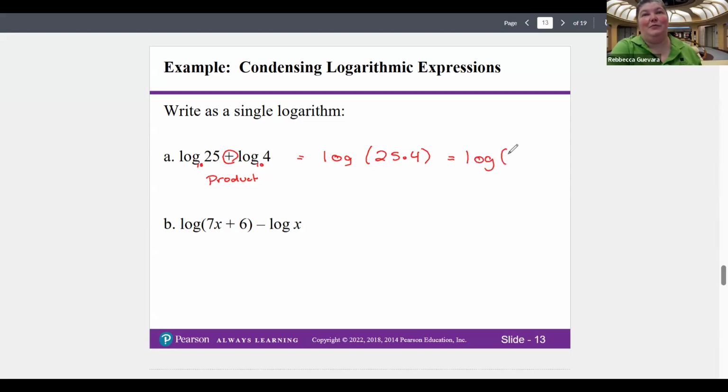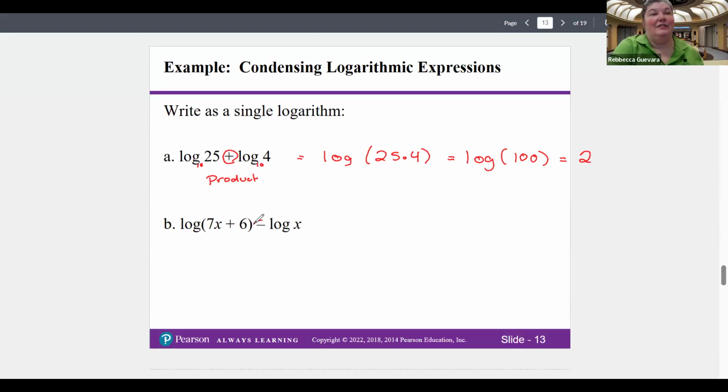So in that case, 25 times 4 is just 100. So we have a common log of 100, which once again we know is 2. So that can be the benefit of it. It can combine with something that we can easily get an answer for. This one's not going to be as nice for us though.